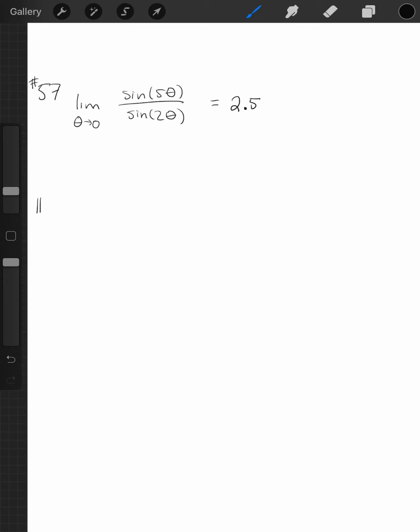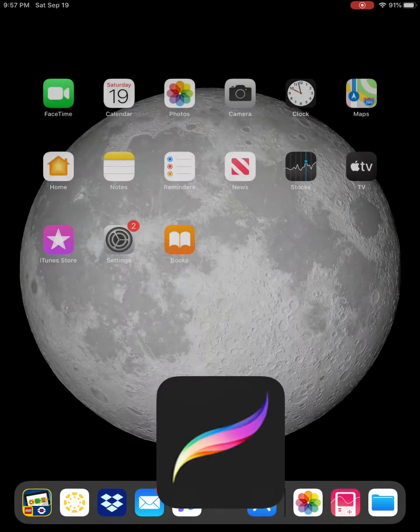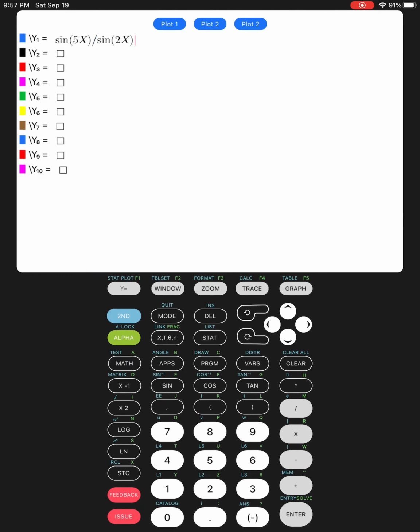Let's go ahead and do one more of those. It's not a big deal. Let's do number 62. So that's the limit as theta goes to 0 of sine squared 2 theta minus theta sine of 4 theta, all over theta to the fourth. So we need to plug that into our calculator, which is going to be exciting.